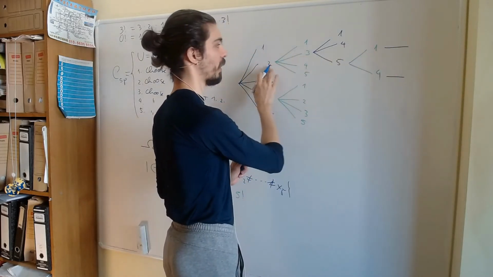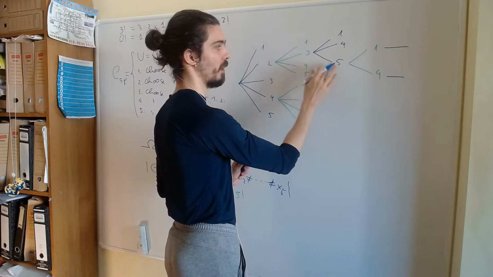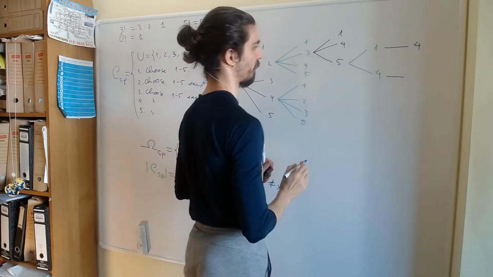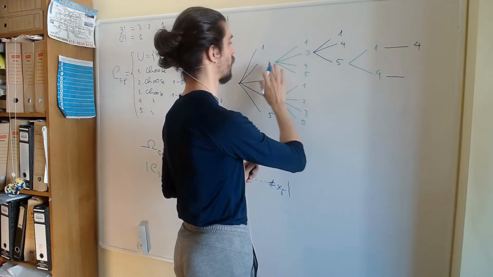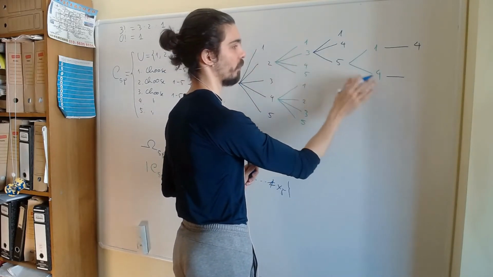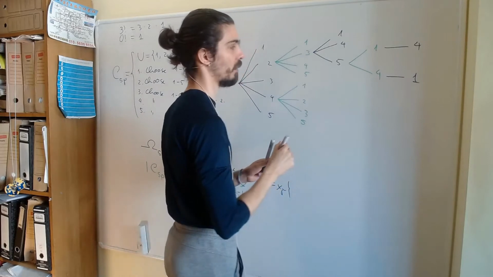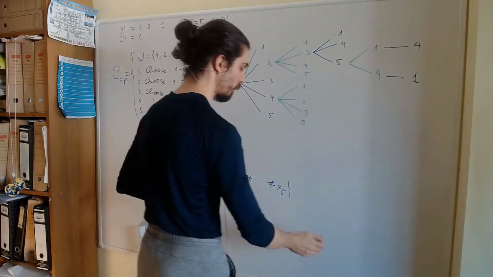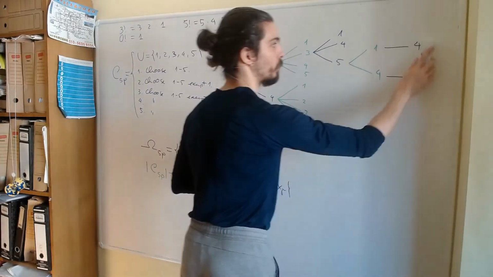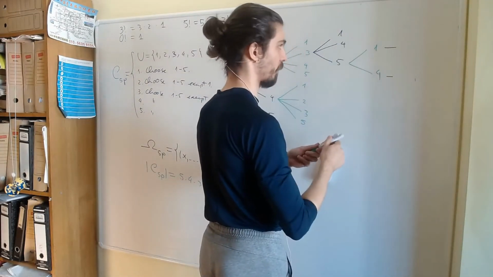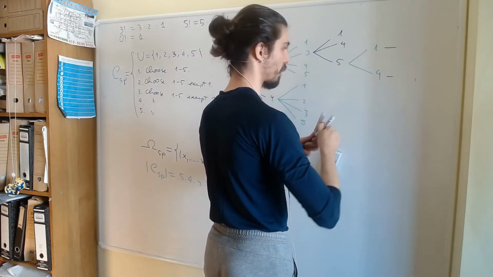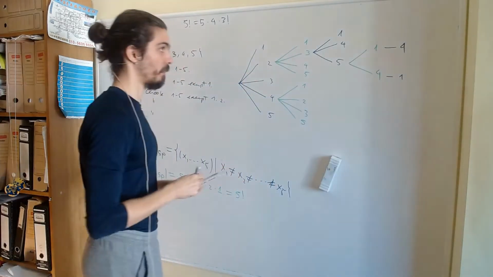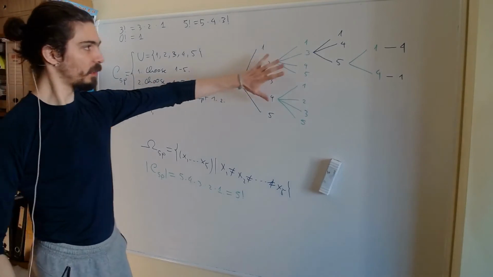So it cannot be 2, 3, 5, or 1. So it must be what? It must be 4, right? And again here, it cannot be 2, 3, 5, or 4, so it must be 1. Your final choice. Okay? Now, let me just push this a little bit back. So it could be 4 or 1.